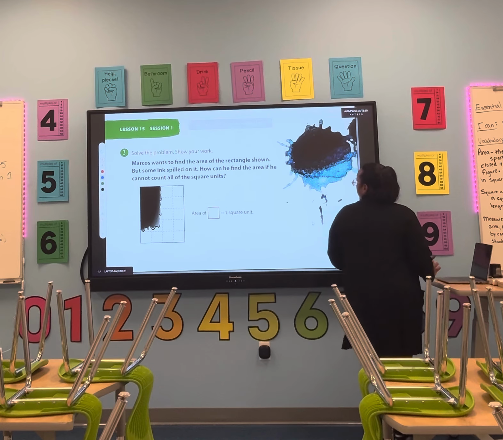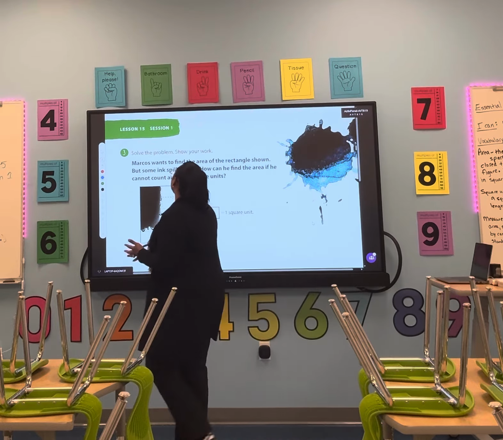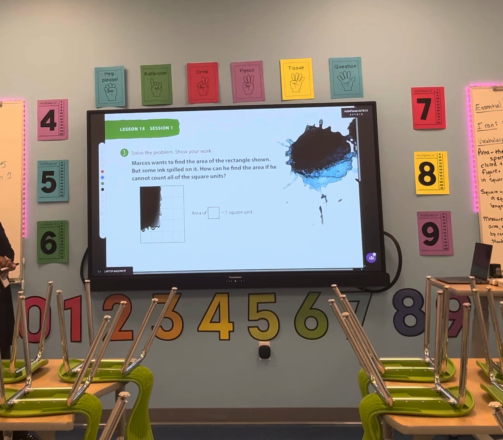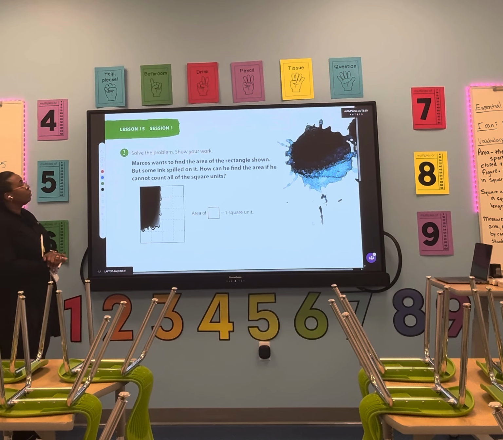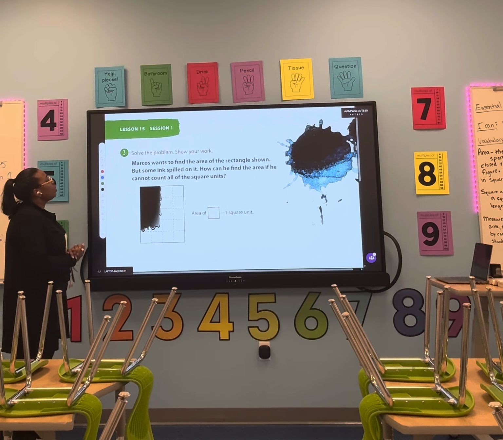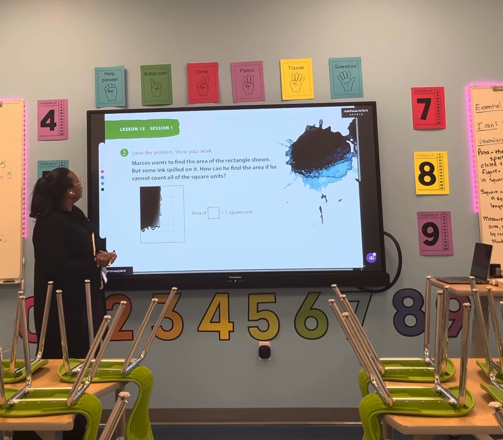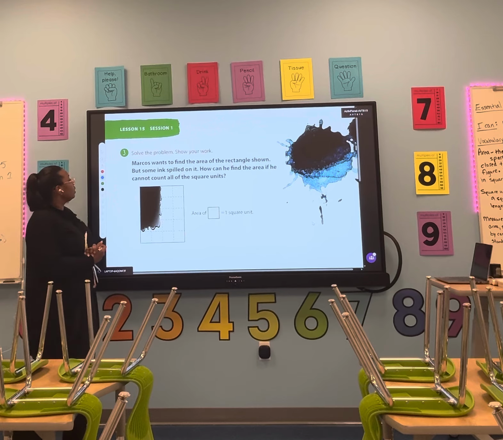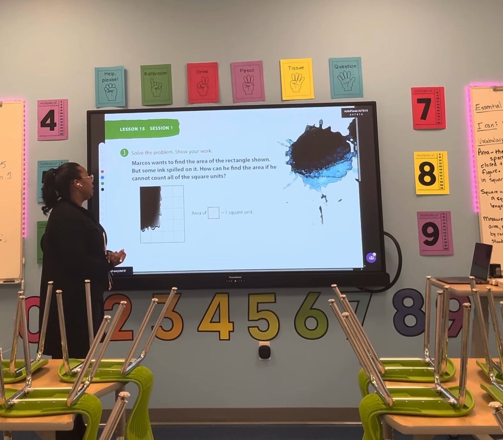All right, so this is number 3 for that sheet, and it says solve the problem, show your work. Okay, Marco wants to find the area of the rectangle shown, but some ink spilled on it. How can he find the area if he cannot count all the square units?